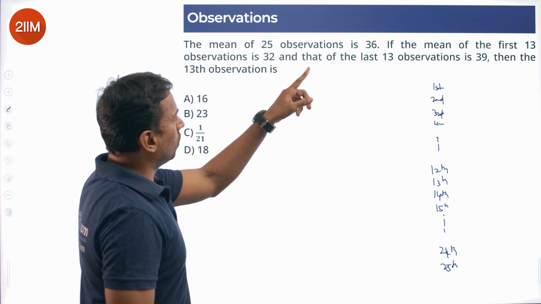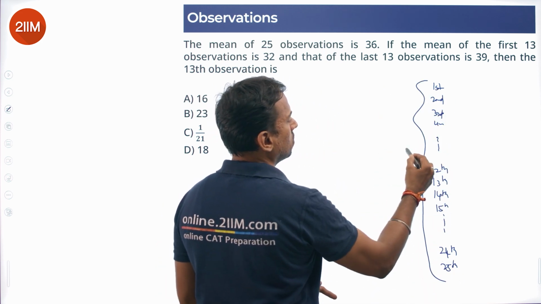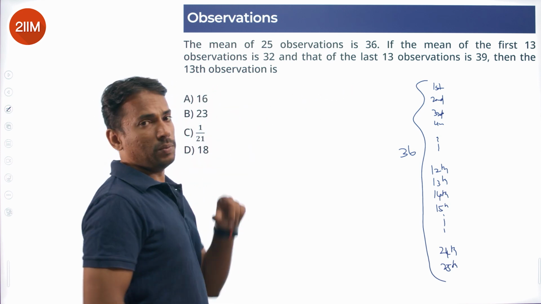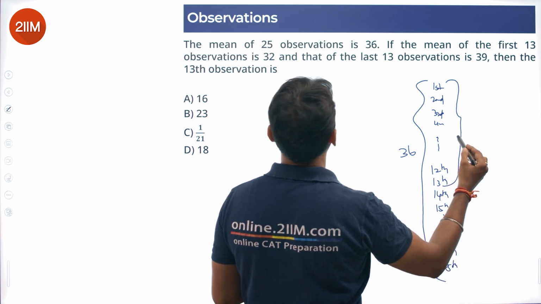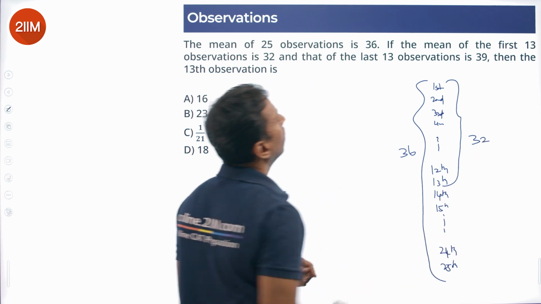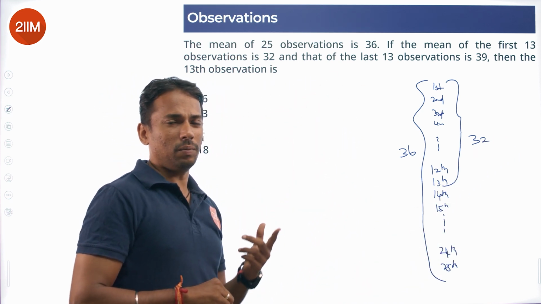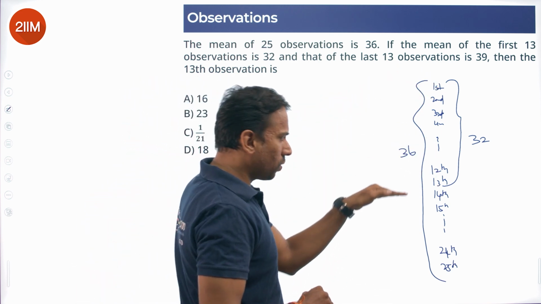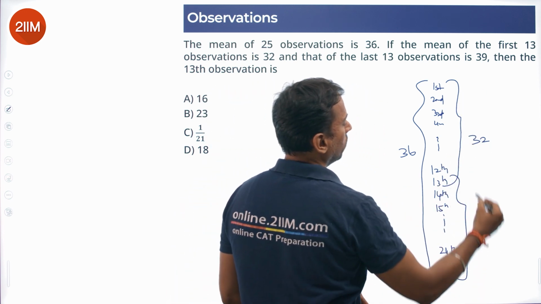So for all the 25 observations, the mean or the average is 36. The first 13 of them, it's going to be 32. First 13 is from 1st to 13th. The mean is going to be 32. Okay, fine. And the last 13 is going to be 39. Last 13, what do you mean by the last 13? Last 13 is, you remove the first 12, from 13th to 25th. So this part, the mean is going to be 39.